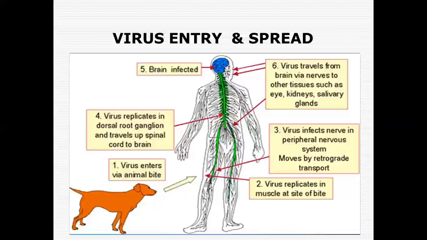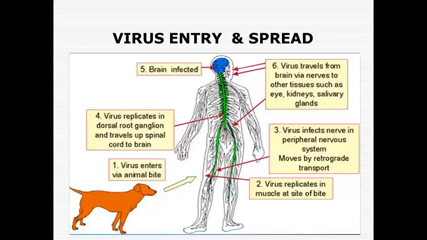Bite by the dog, virus replication, then traveling in a retrograde fashion to the brain, causing meningitis, and then from meningitis to other tissues of the body like kidneys, salivary glands, and eyes. Now, this is how the pathogenicity and immunity would develop in the case of rabies virus.